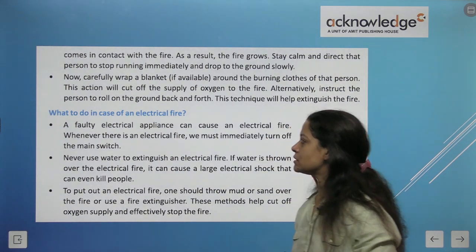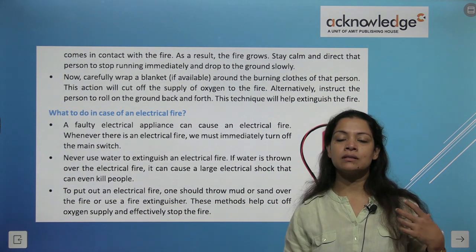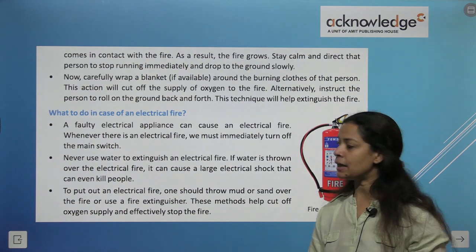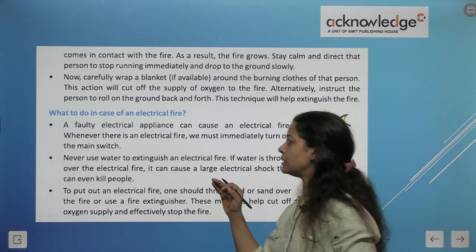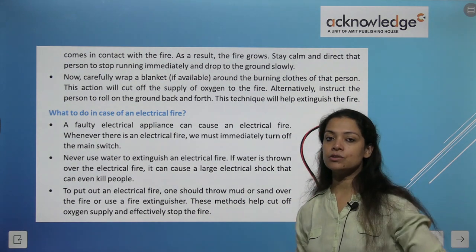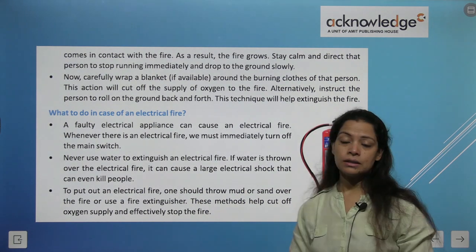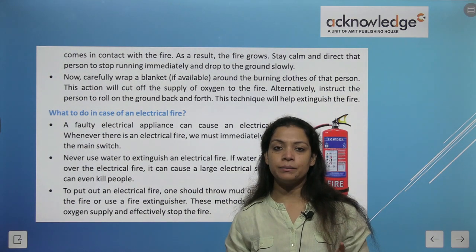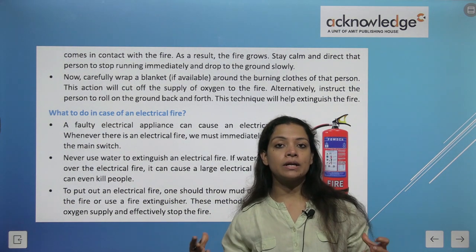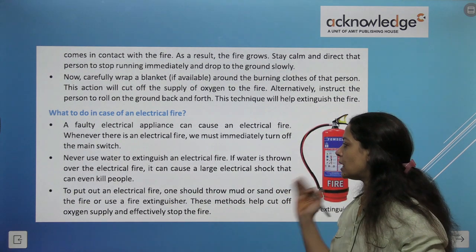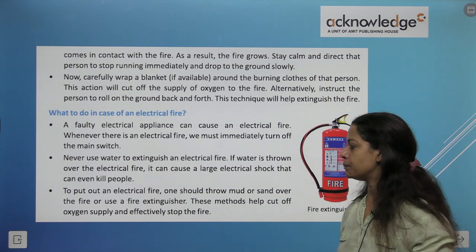Now what to do in case of an electric fire? Suppose there is a fire caused due to an electric fault. Faulty electrical appliances can cause an electric fire. Whenever there's an electric fire, you must immediately turn off the main switch. Never use water to extinguish an electric fire, because that will propagate electric current. If water is thrown over the electric fire, it can cause a large electric shock and can kill people.